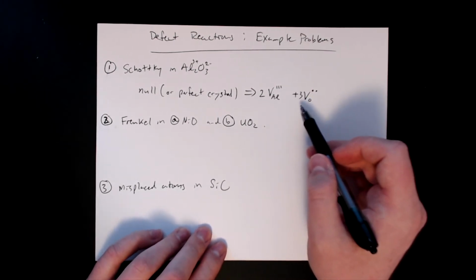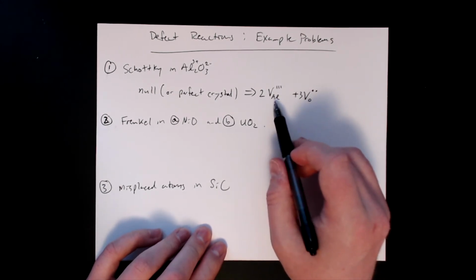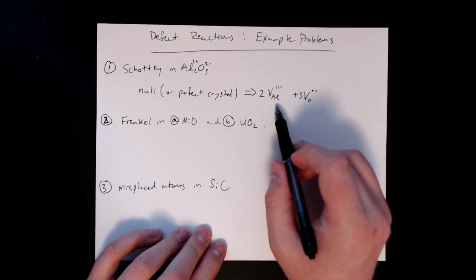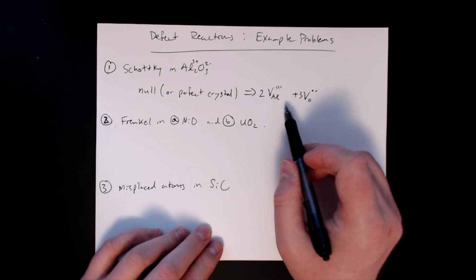Okay, so that's the first one. We just have to balance. We've balanced the charge. We've balanced the mass, assuming that the aluminum and oxygen are going to the surface, and the site ratios as well.